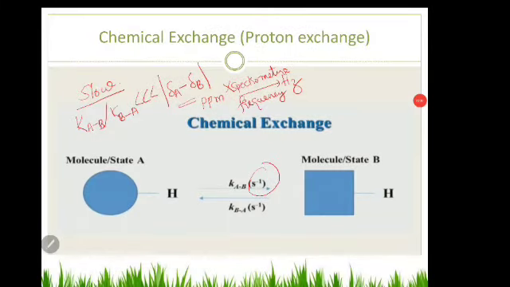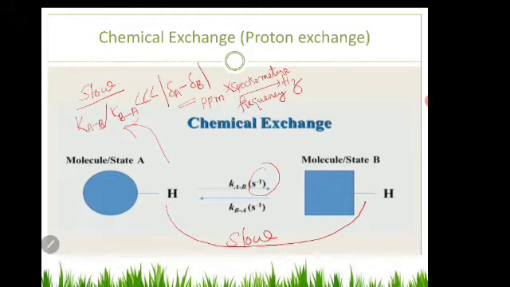So I repeat, the rate from molecular state A to molecular state B is slow only when the exchange rate is far smaller than the difference in the chemical shift of the molecular state A and the molecular state B. Remember that it is slow on the chemical shift time scale.